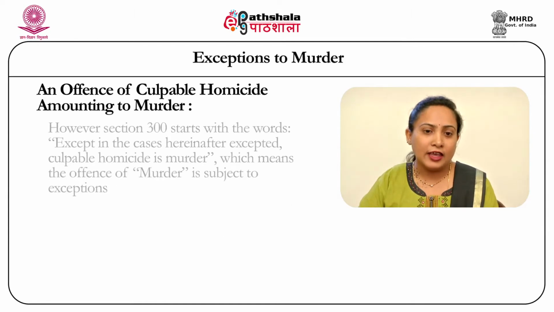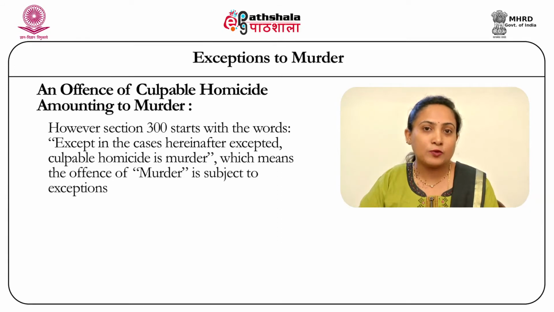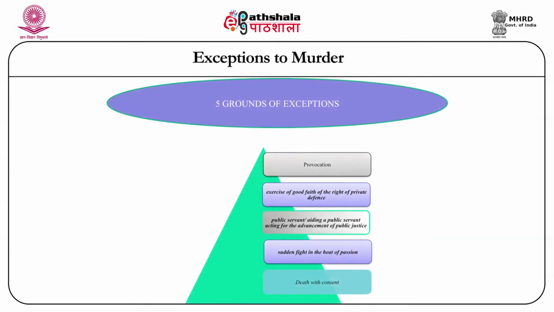As earlier stated, the very section 300 begins with the words "except in cases hereinafter excepted, culpable homicide is murder", which means that the entire section 300 is subject to 5 grounds of exceptions. Now, if this offence of murder, as narrated under section 300, comes under any one of the 5 grounds of exceptions again mentioned under 300, it would rather become a case of culpable homicide not amounting to murder, and it will no more remain an offence of murder.